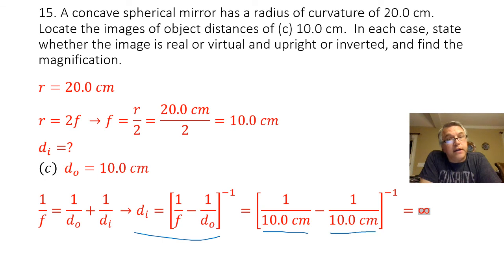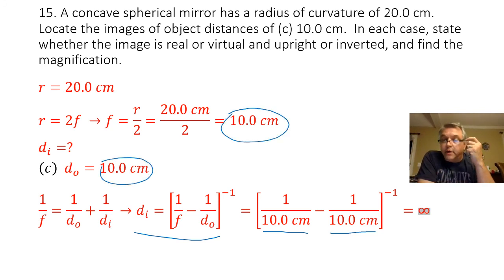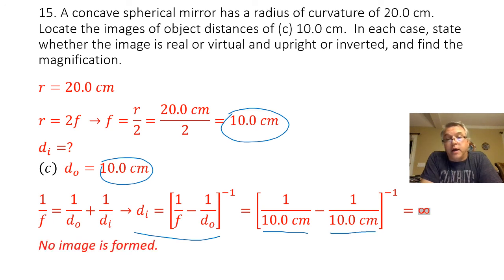because I get an answer that is undefined, which means that my image is located at infinity, which I know happens when the object and the focal length are the same, or when my object is placed at the focal point. No image is going to be formed on a concave mirror. So there is no image formed from this object placed at the focal point.